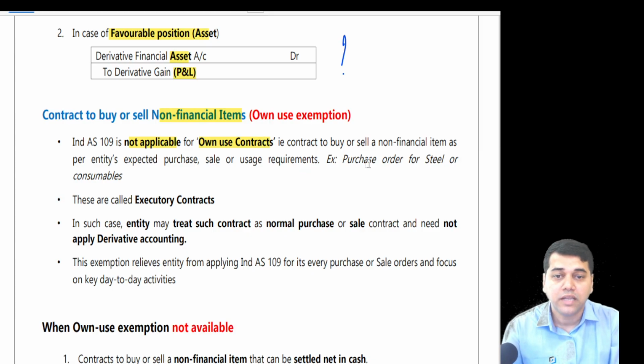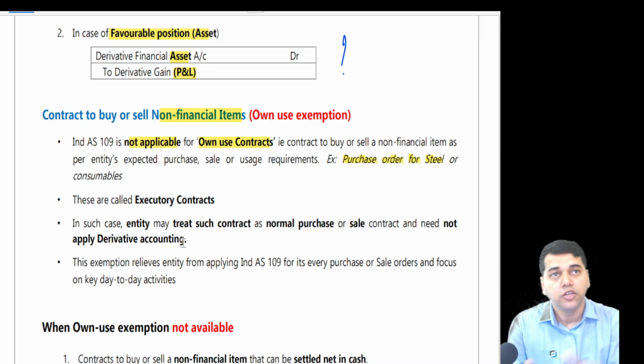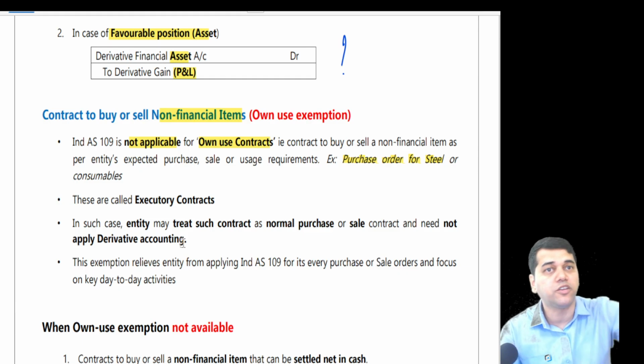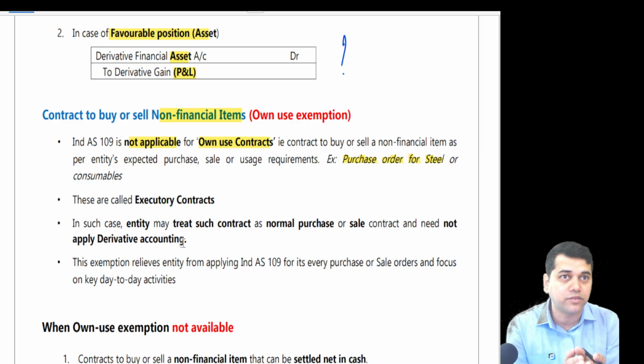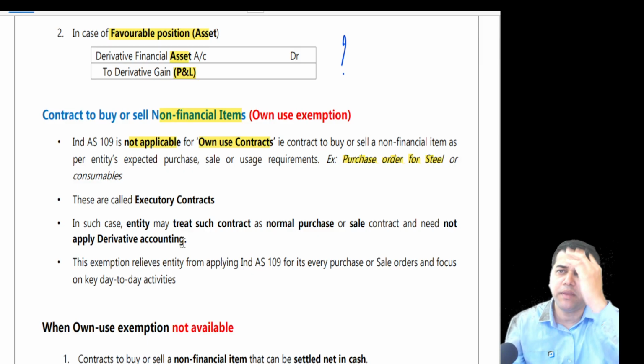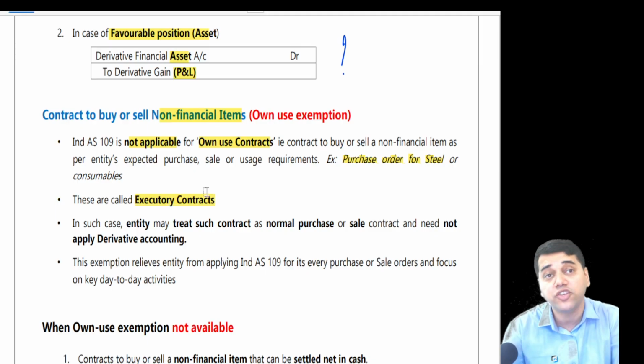Followed, no? Like a purchase order you have placed for steel. You are a steel manufacturer, billet manufacturer. You need pig iron. You have placed one order for pig iron. Now the contract value will change from tomorrow onwards, because that is like a forward contract. So will you do mark to market? So many purchase orders you have placed. That's why the standard gives one exemption, because they call it an executory contract.